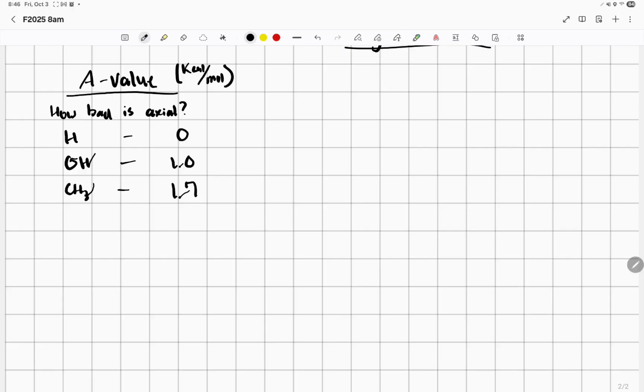Let's see what else we have. An ethyl group, so a CH2CH3, is going to require about 1.8 kcals per mole. And then an isopropyl group, so something like this. An isopropyl group is going to be really big. That's going to require 2.6 kcals per mole.